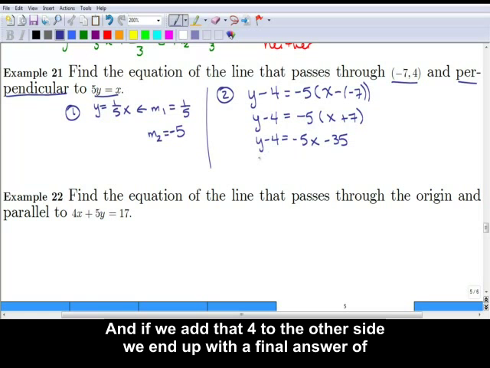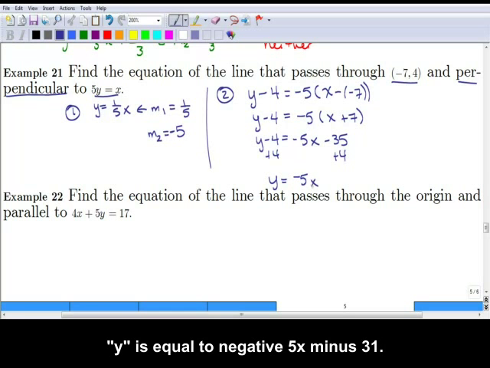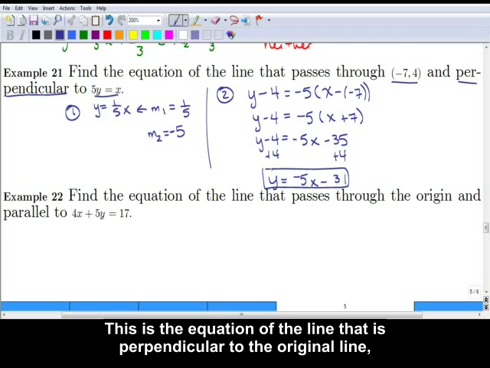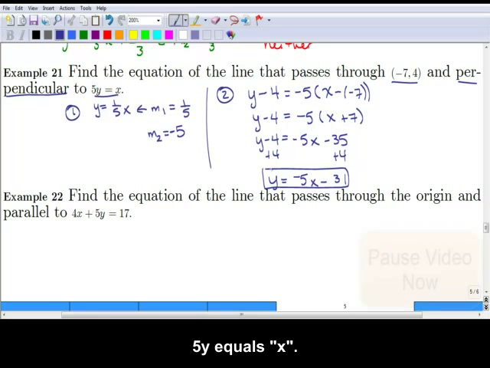And if we add that 4 to the other side, we end up with a final answer of y is equal to negative 5x minus 31. And this is our final answer. This is the equation of the line that is perpendicular to the original line 5y equals x.